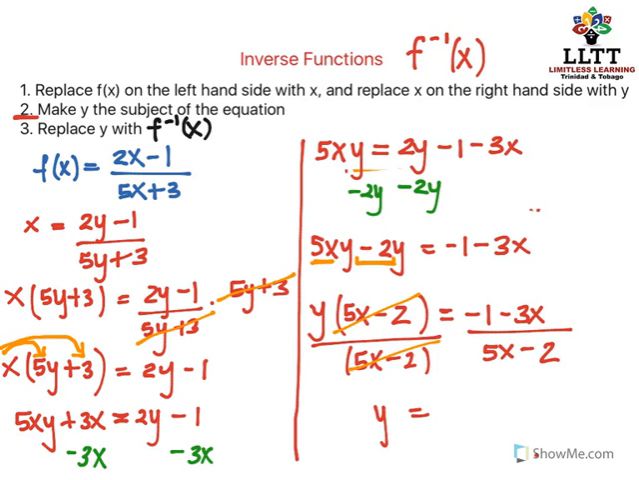And my last step, right, so I have y is equal to negative 1 minus 3x over 5x minus 2. And my last step is to replace y with f inverse of x. So I'm going to take off y and replace that with f inverse of x. So the inverse function of 2x minus 1 divided by 5x plus 3 is negative 1 minus 3x divided by 5x minus 2.